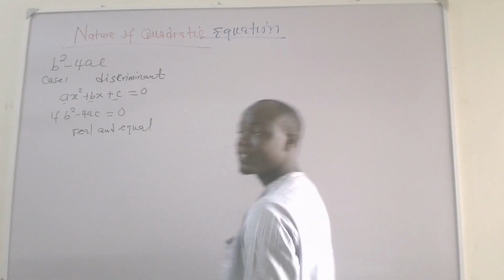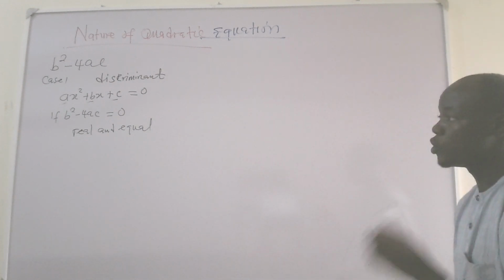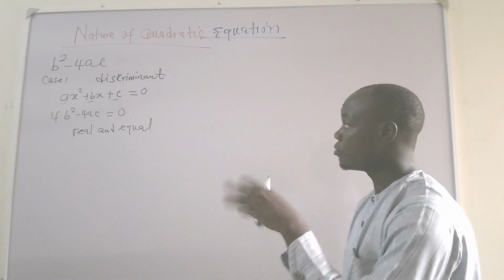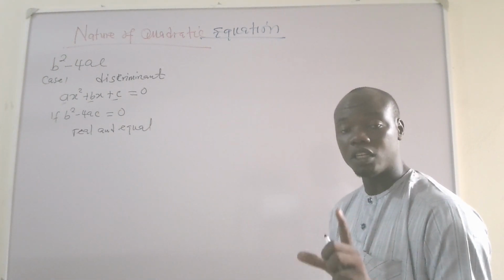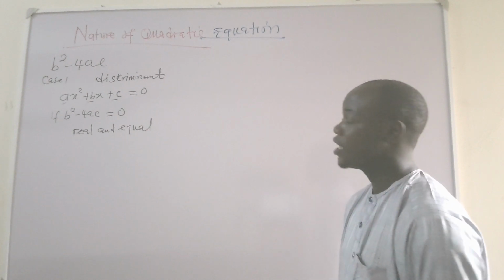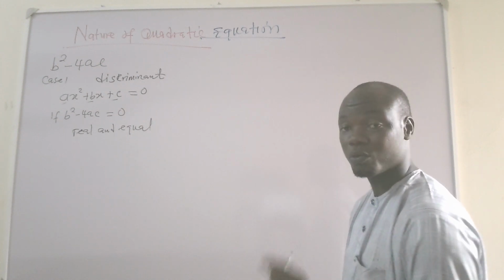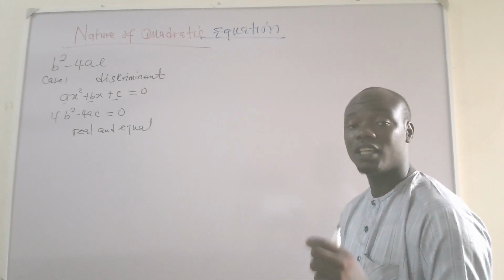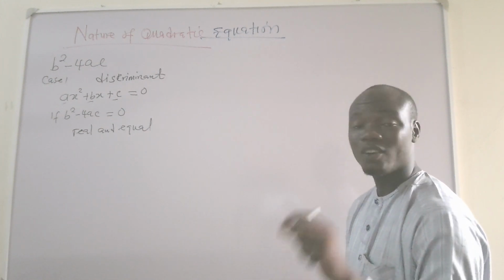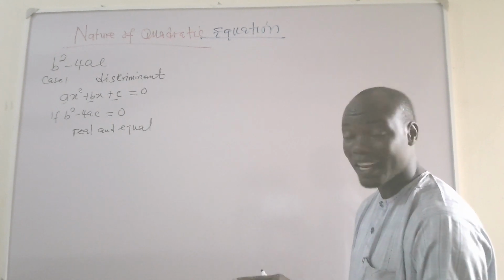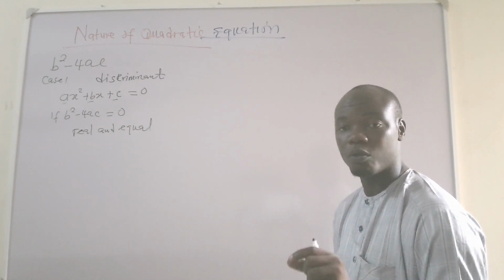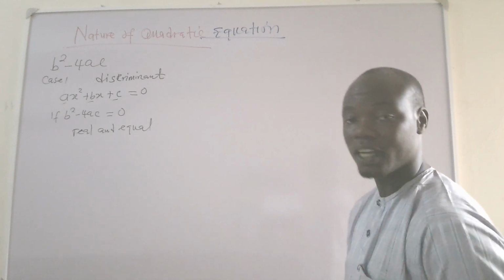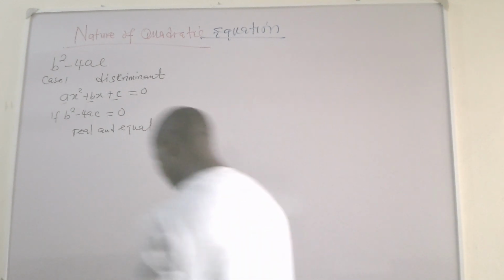So if we use the discriminant on a particular given quadratic equation, and we find that b squared minus 4ac, after we input all the values, gives us 0, that tells us that the roots of the equation are real and equal. Now let's look at some examples.